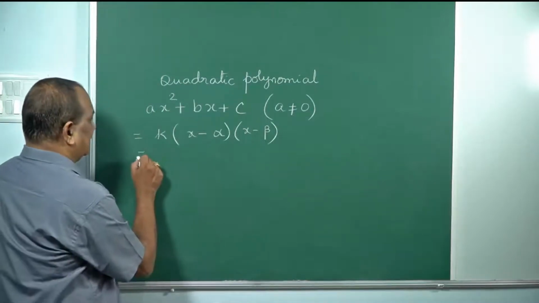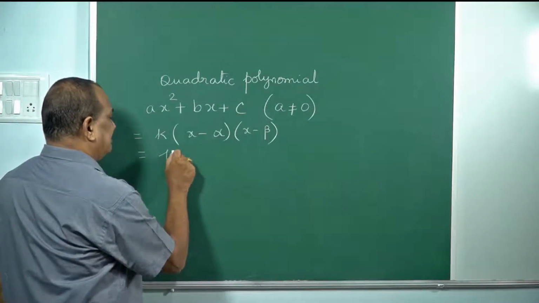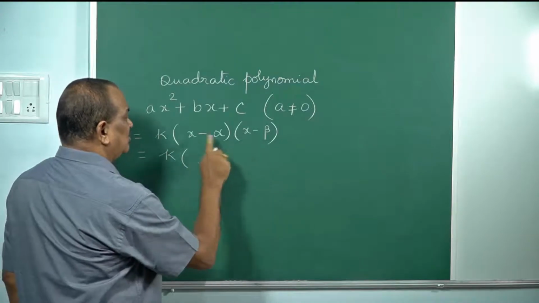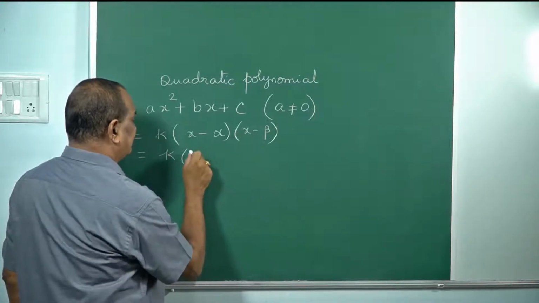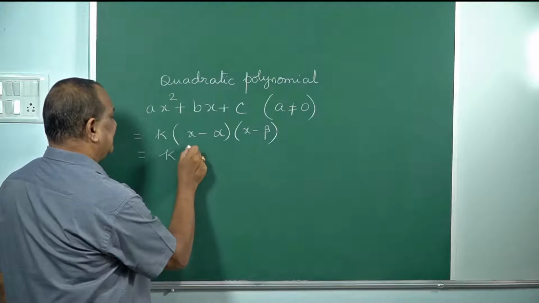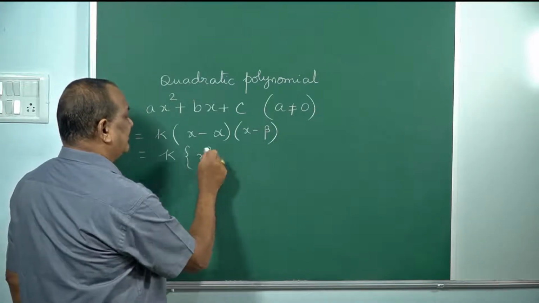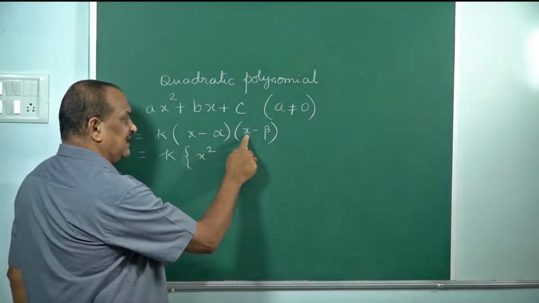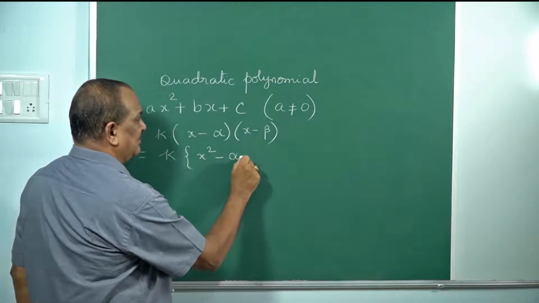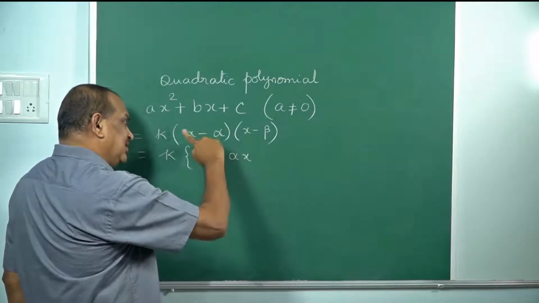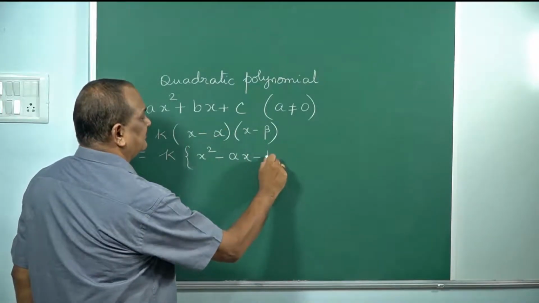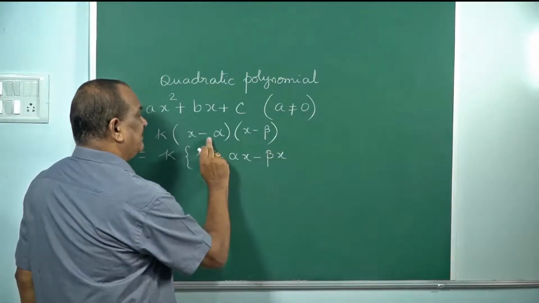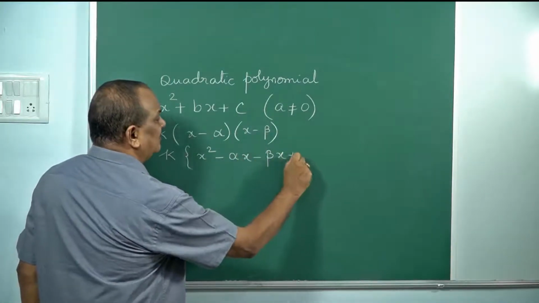So let us now work out. Now k times, when I multiply these two, what do I get? x square. Okay, I just take it like x square and minus alpha x minus beta into this x, and when you multiply these two, you get plus alpha beta.